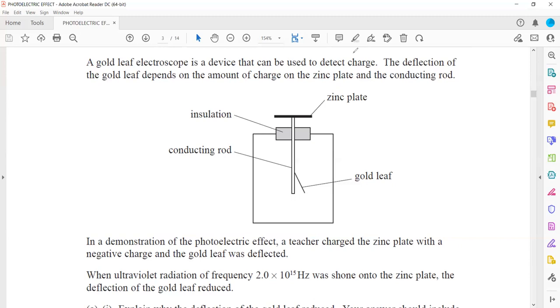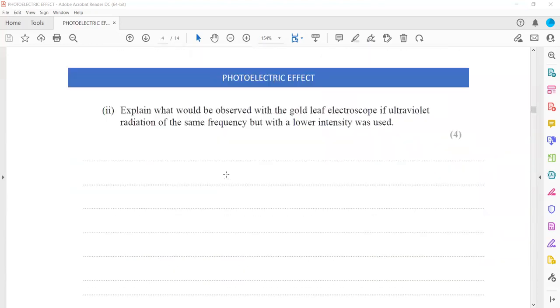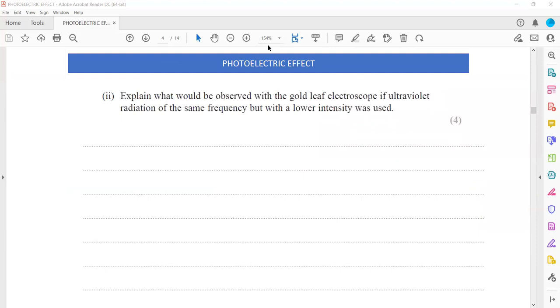Reducing the intensity will reduce the number of photons. One electron absorbs one photon at a time. So the total number of electrons coming out will decrease. So the gold leaf will gradually, slowly reduce its deflection rather than doing so at the beginning.